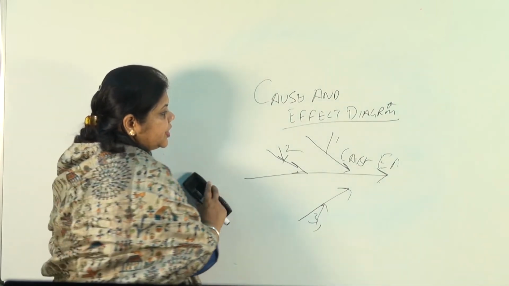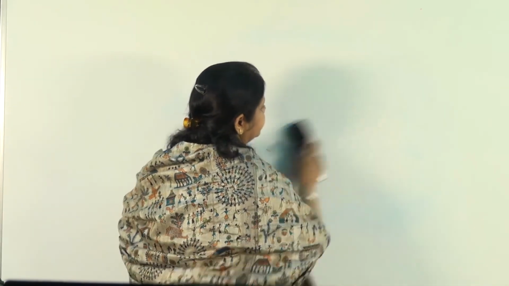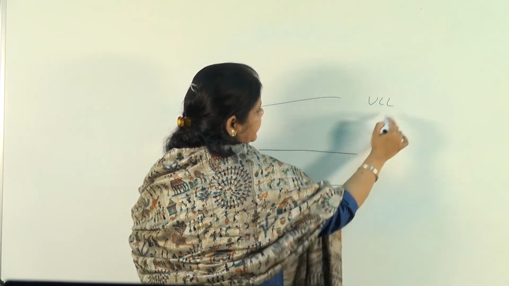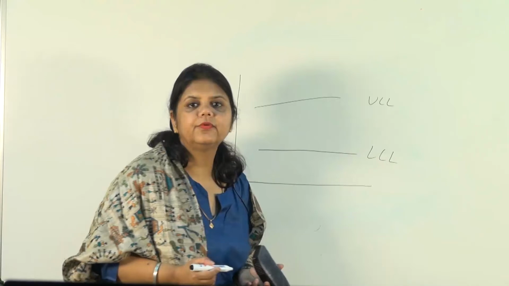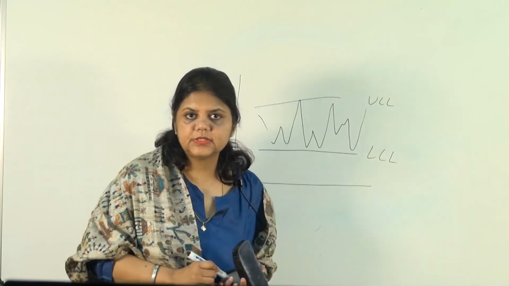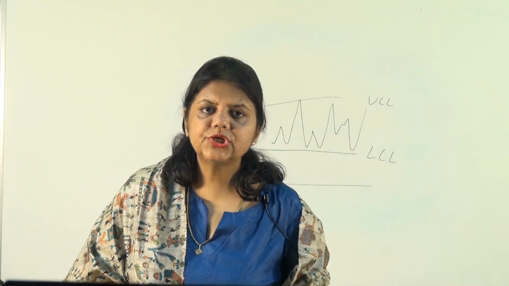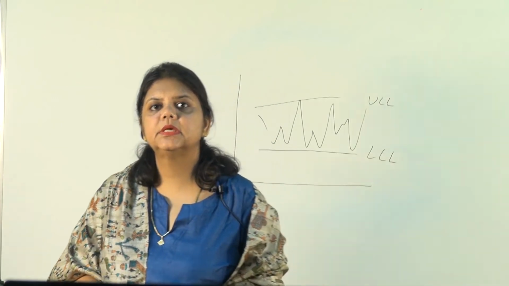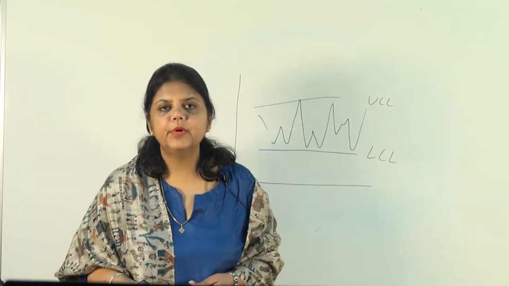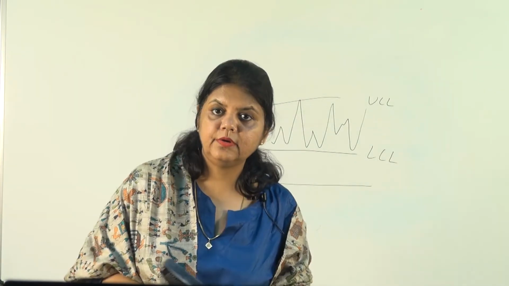Then we have run charts and control charts. The next slide is giving a graphical representation wherein we have an upper control limit and a lower control limit. In between, we have the run charts. Run charts tell us what the problem is, what the frequency of that problem is, and how we control it with the help of the upper control limit and lower control limit.